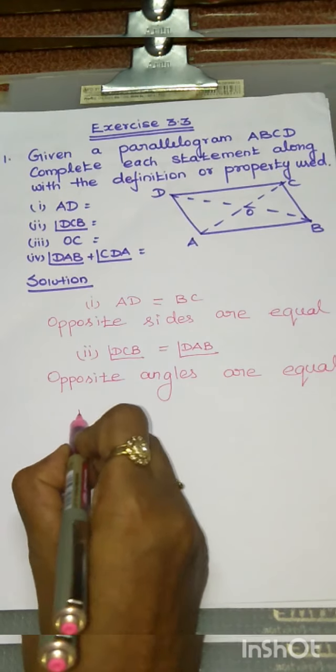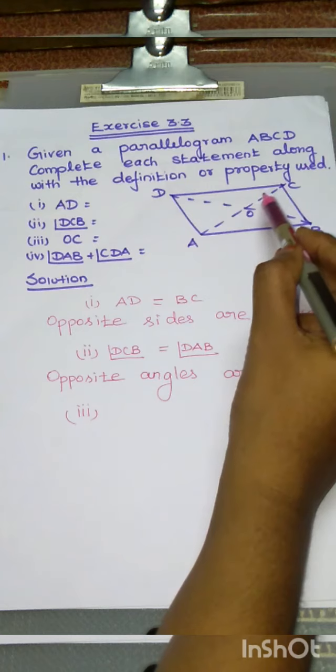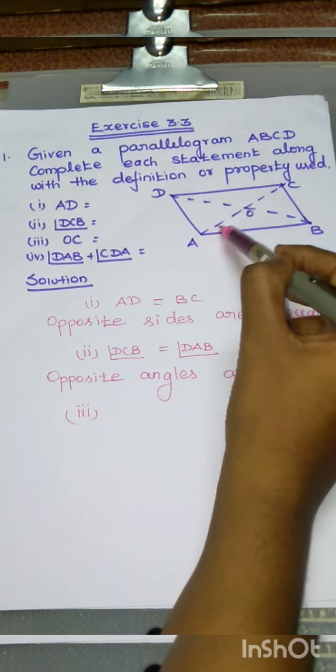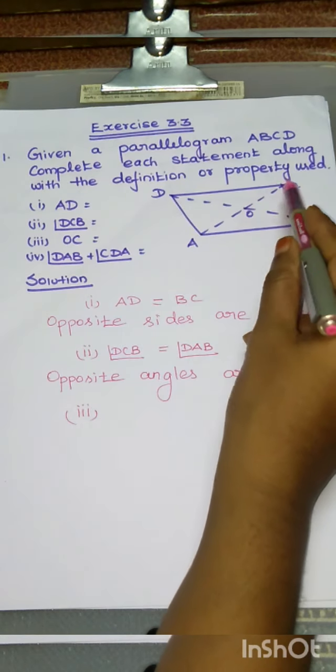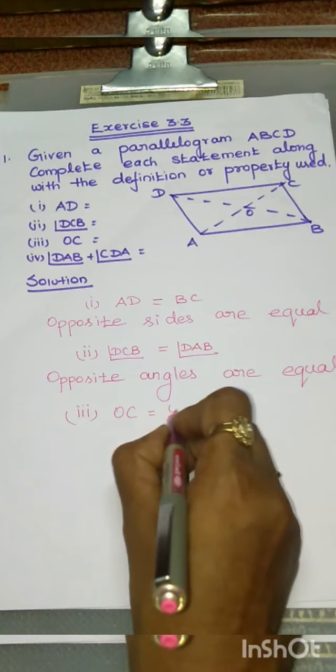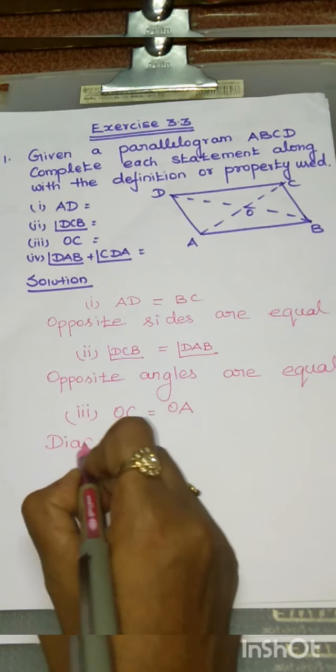Next one, third subdivision. OC. What is the answer for this? OC equals OA. Why OC equals OA? The diagonals bisect each other. So this value is equal to this value. Directly we have to write OC is equal to OA. Reason is diagonals bisect each other.